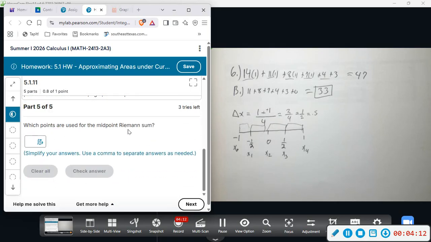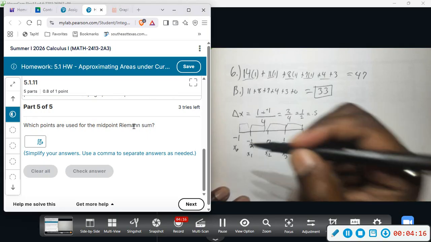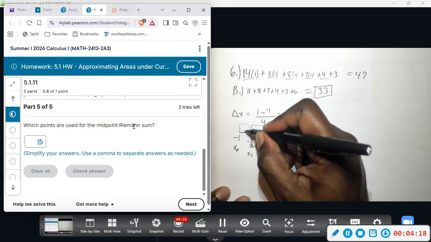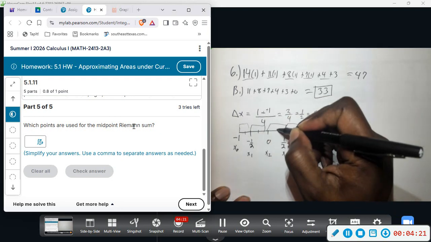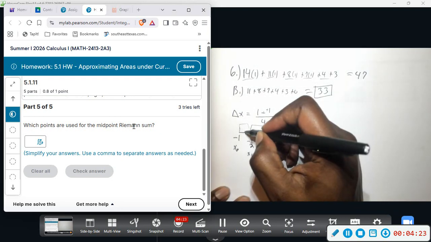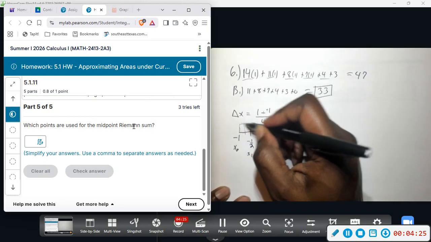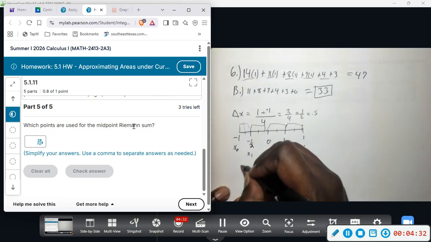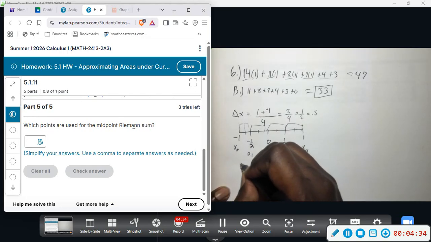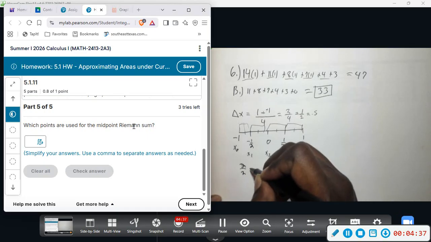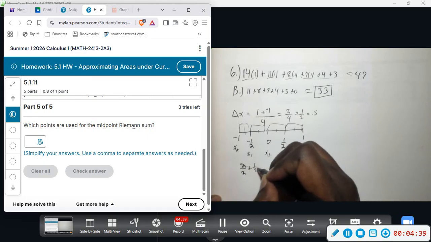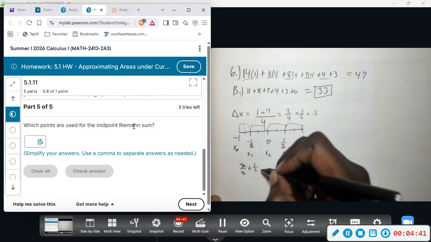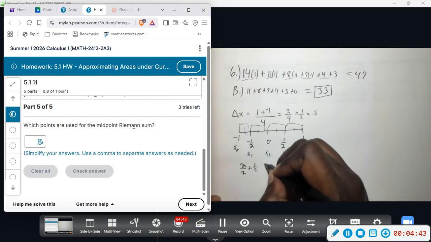And then which points would be used for the midpoint? So the midpoints would be halfway between each of these. So make a rectangle that goes up here, and then we would go out to each endpoint. So we would add these together and divide by 2. So let's just say 2 over 2. Now I know this is negative, but I'm going to say 2 over 2 plus 1 over 2. And that's going to give me 3 over 2.